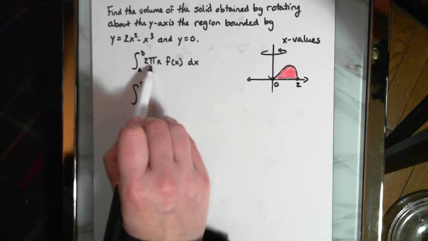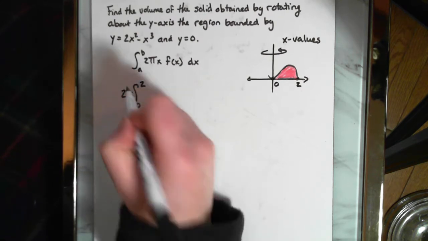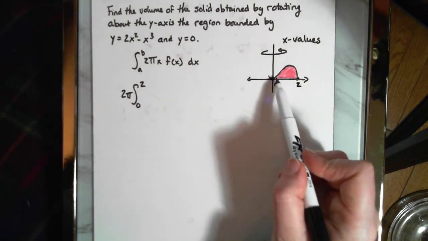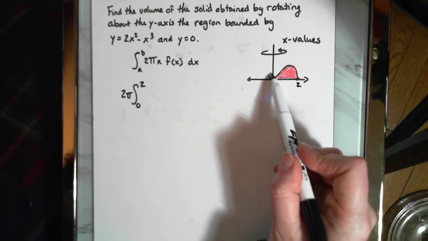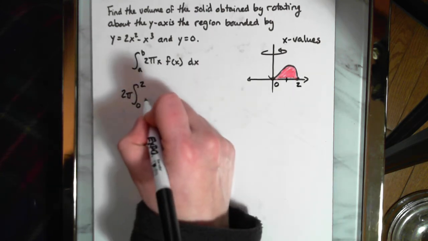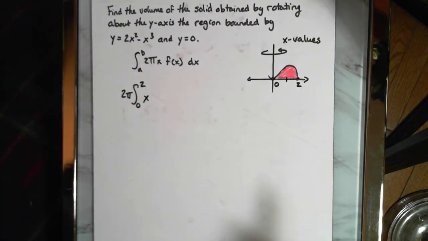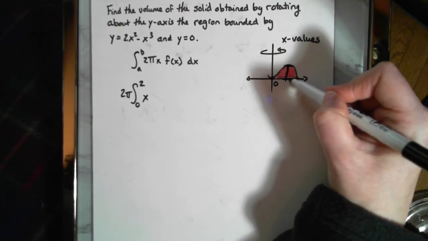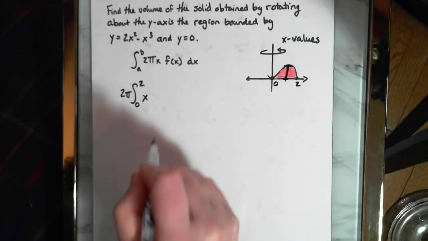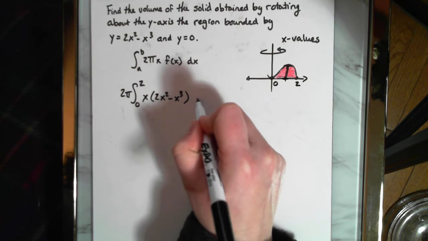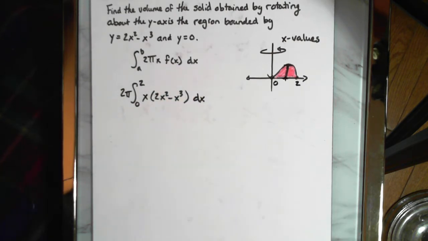Now the 2 pi is just a constant, so I'm going to move it outside my integral. So I have 2 pi right here. The x is the radius. Notice that the radius here, the distance from my axis of rotation, is literally just going to be x, whatever the x value is. So I'm going to keep that as an x. Now my function is going to be the height, the f of x, so I'm just going to keep the function as is: 2x squared minus x cubed, and then dx. And now I just have to integrate this.